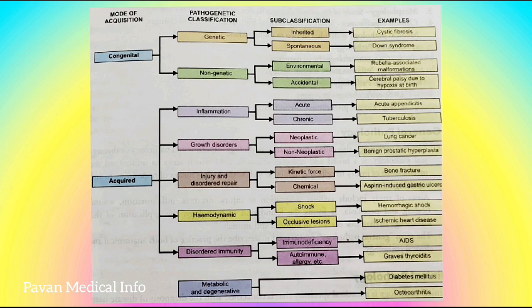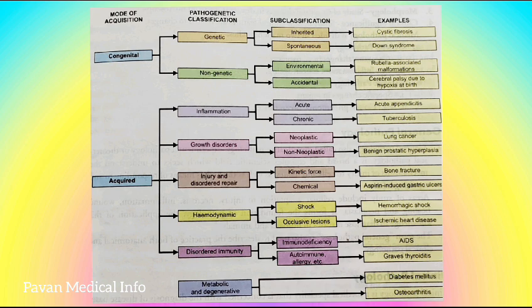When you come to the first one in acquired, that will be inflammation, where inflammation will be subclassified into two, that is acute and chronic. For acute, you can give example as acute appendicitis. For chronic, you can give example as tuberculosis.